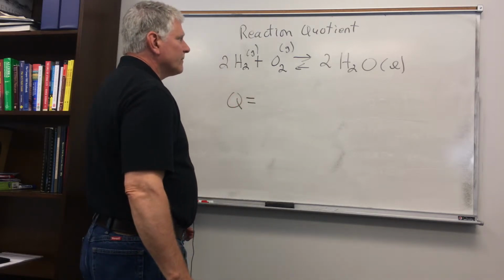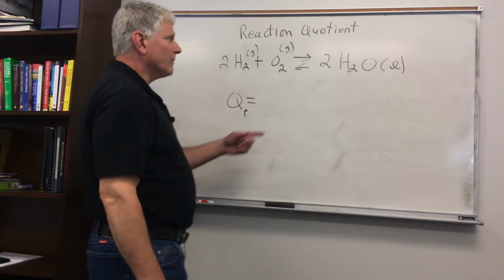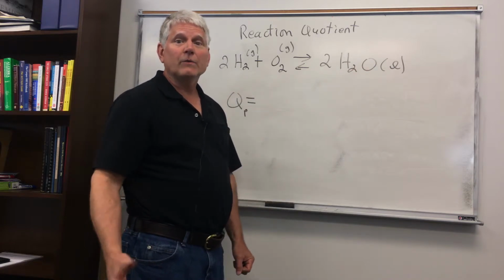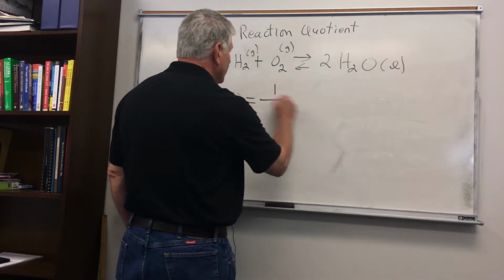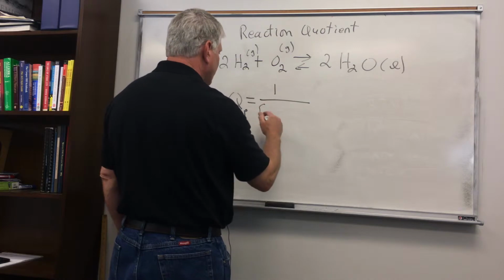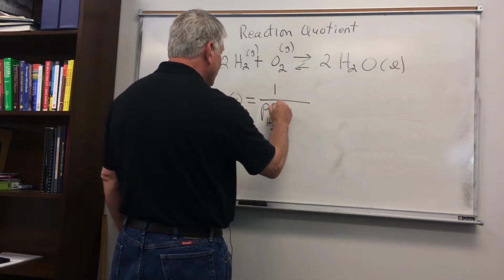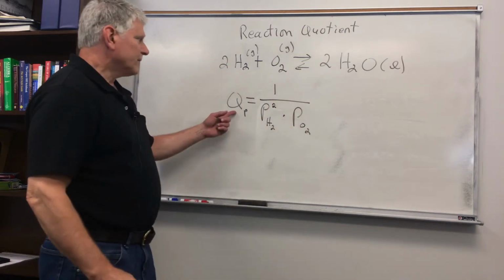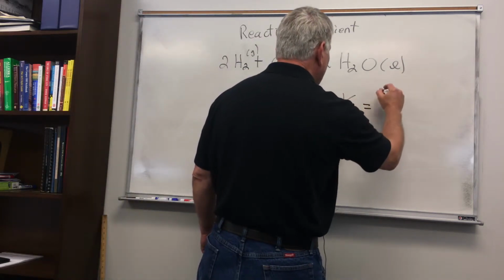I'll do this in terms of pressures, so I'll use a sub P. So remember, this is a liquid, and so we don't include liquids into the equilibrium constant or the reaction quotient, so it would just be 1 over the reactants. So I'd have the pressure of hydrogen squared times the pressure of oxygen. So that would be the reaction quotient. That's also equal to the equilibrium constant form.